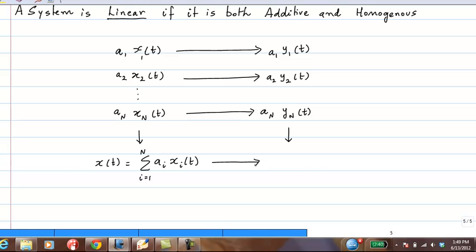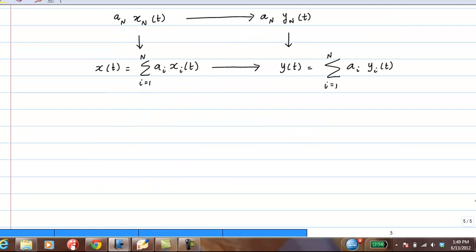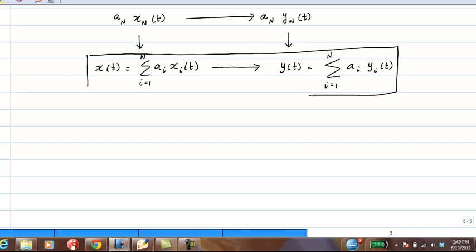If I wanted to find the output for this input, linearity tells me that all you have to do is to know the outputs corresponding to x1, x2, so on until xn. So linearity tells me that the output corresponding to x of t is going to be y of t, which is given by summation ai yi of t. So this is a very important property of linear systems. In fact, this is our definition of linearity.